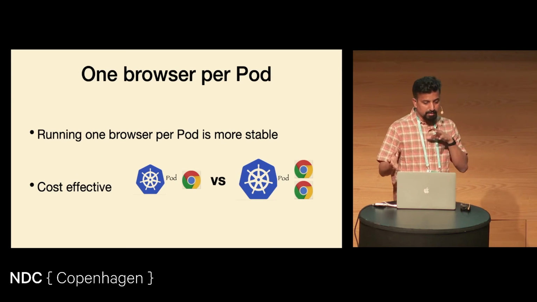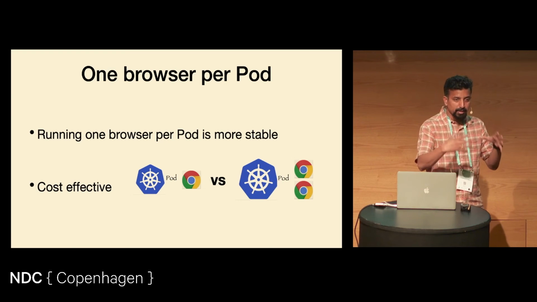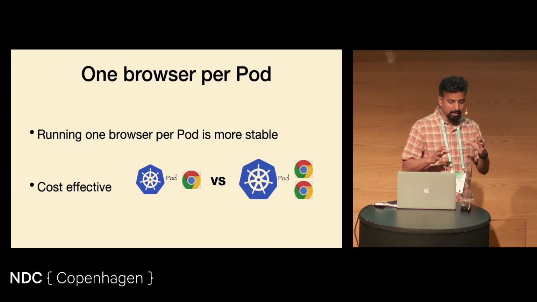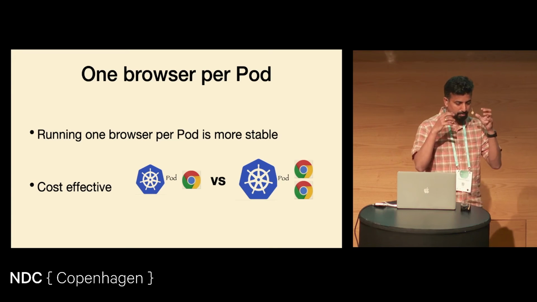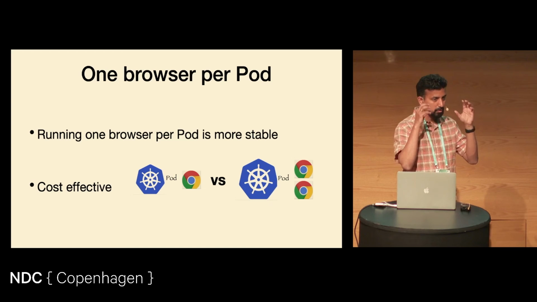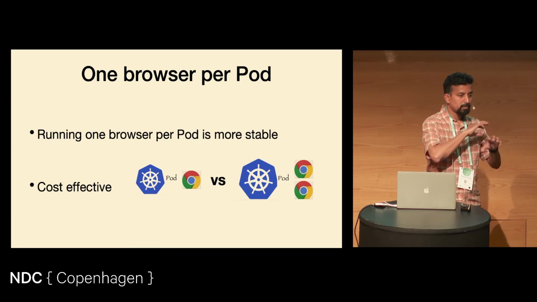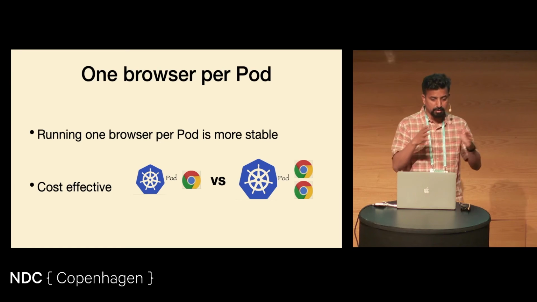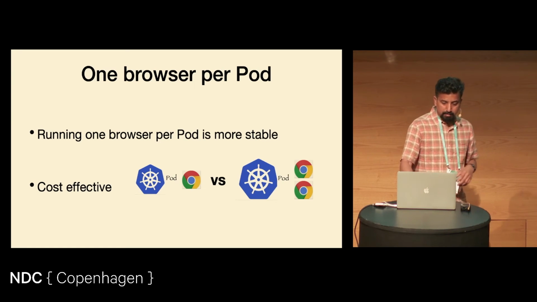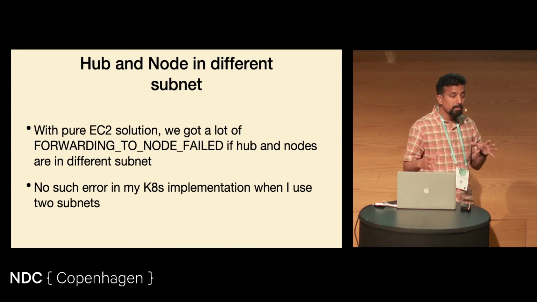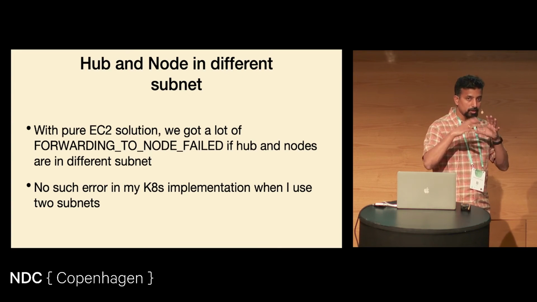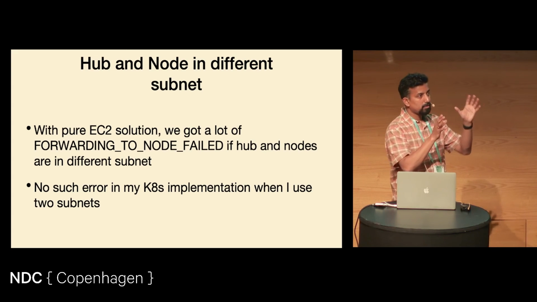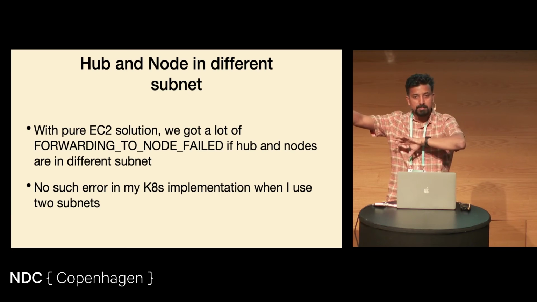Another experiment I did is, should I run more than one browser in each pod or just one browser per pod? It's most reliable and cost effective to run just one browser in one pod. So if you have 50 browsers, you have 50 pods running different browsers. And in Kubernetes, by default, when you create a cluster, you need to give at least 2 subnets, so that your hub will be in one subnet and your nodes will be in another.